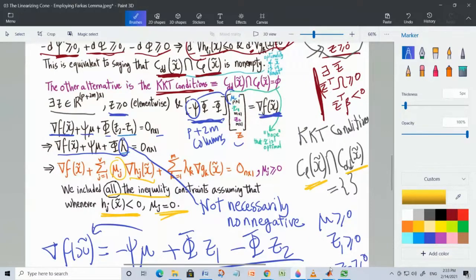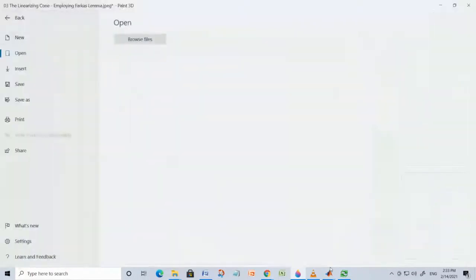Now, our expression also involves the mu's and the lambdas, and those are called the Lagrange multipliers, or the dual variables. We will have to live with them, and they will play a very important role in obtaining the optimal solution using the KKT conditions. Any questions?